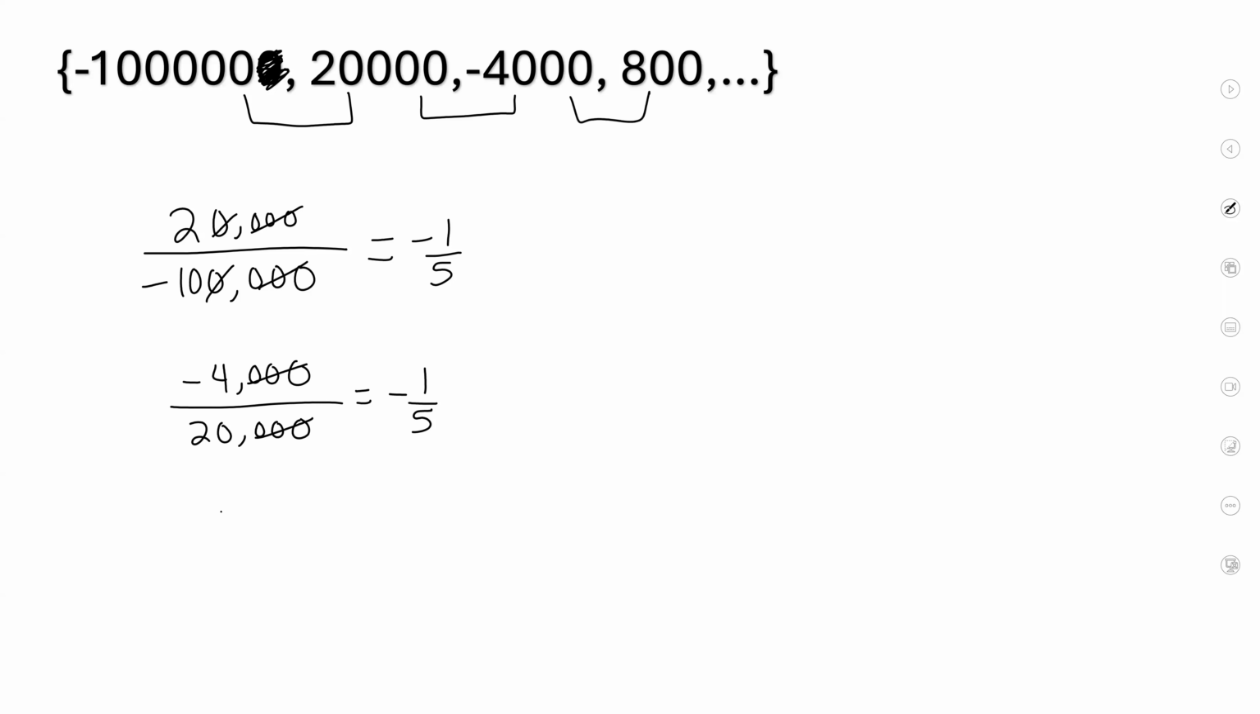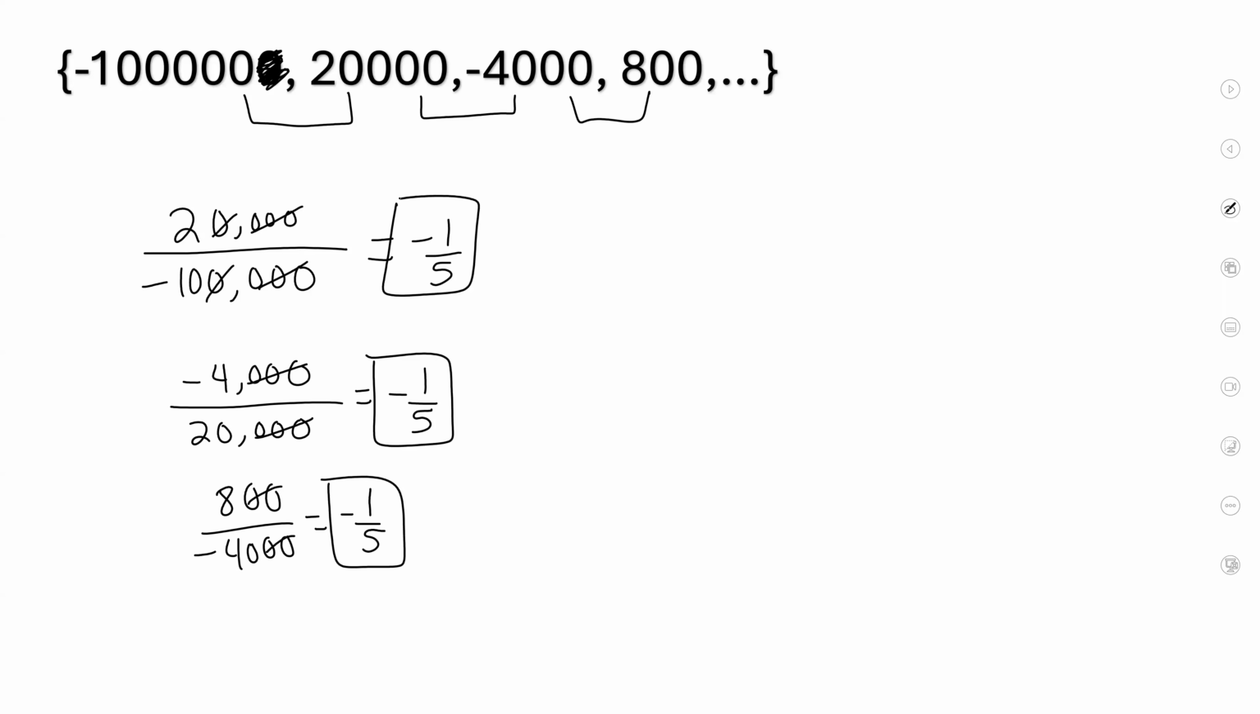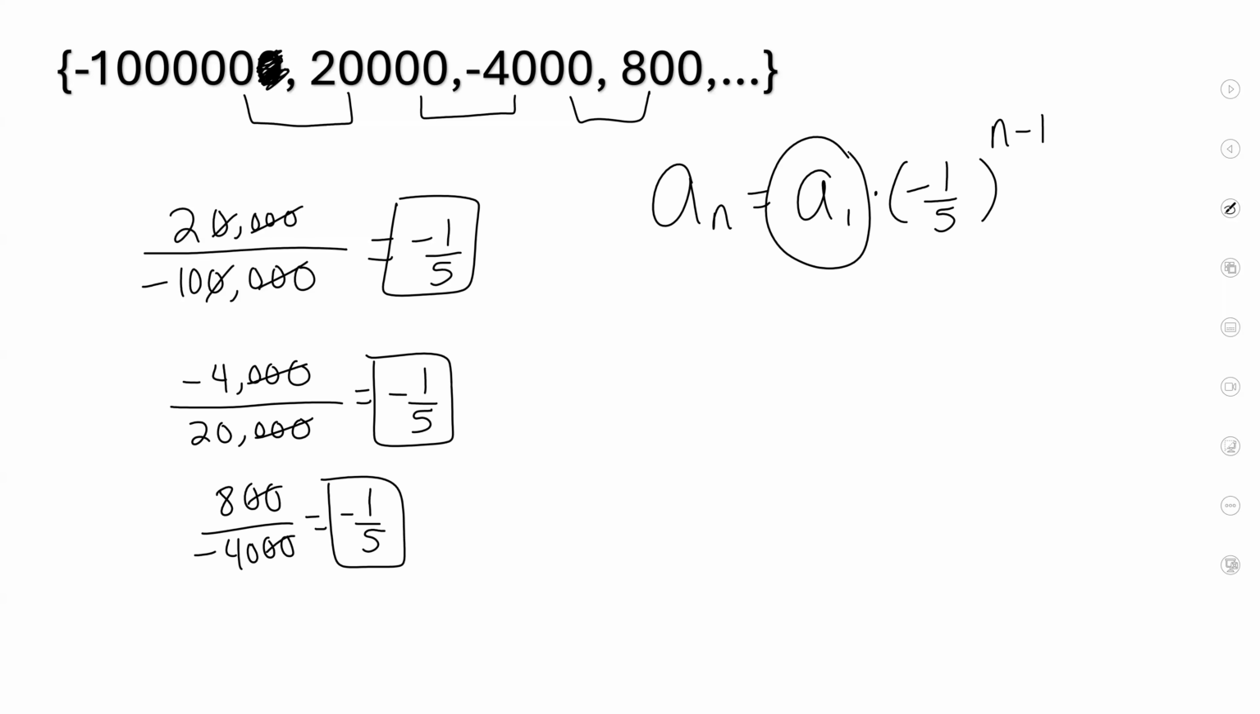Next, we have 800 divided by negative 4,000. That simplifies to negative 1/5. So our common ratio is negative 1/5. So let me use my formula. Your common ratio is negative 1/5. Remember, a_1 stands for the very first term. Well, this was the very first term in my sequence, so I'll erase a_1 and put 100,000, because that was my first term.